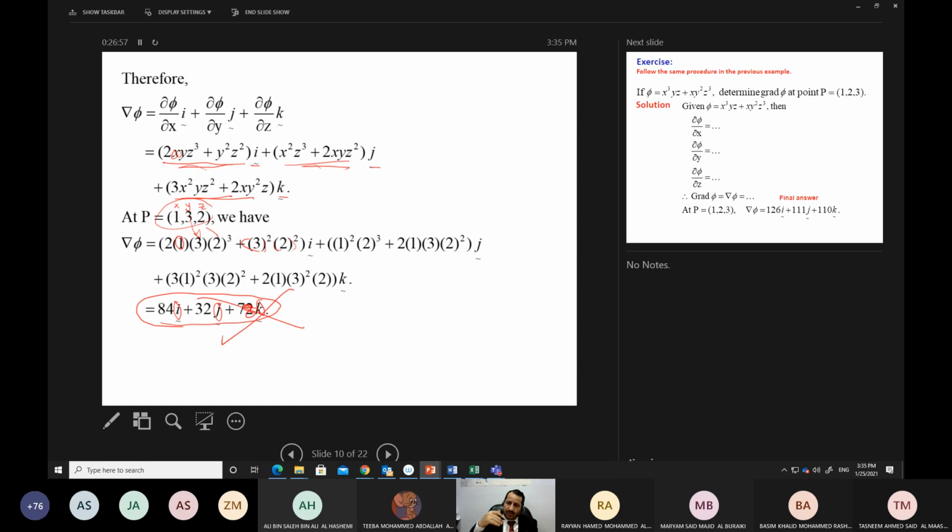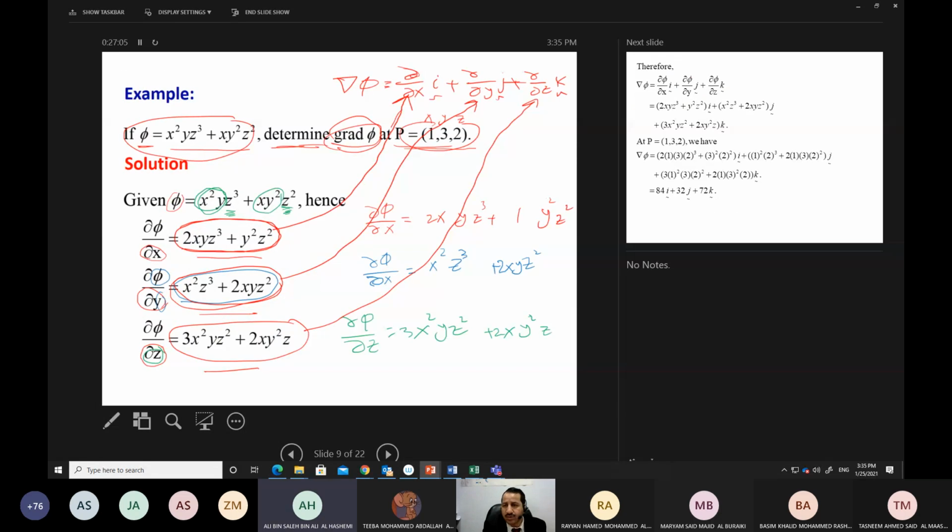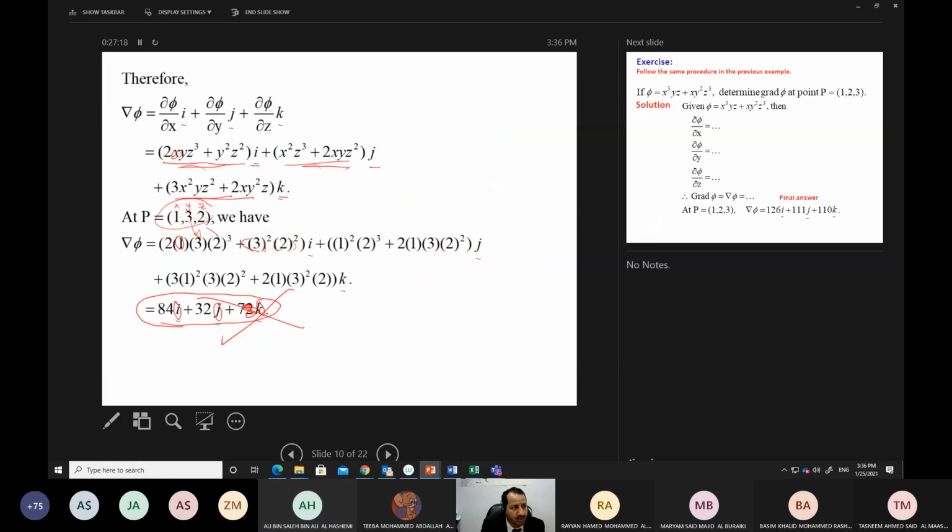Now, this type of problem has a procedure. You remember we started with differentiation with respect to x and then y and then z, then substitute. Now, if this is an exam question, what do you expect the difference to be? The same procedure. The difference comes in these values. Numbers will change, symbols will change, powers will change, but the procedure is the same. The same procedure.